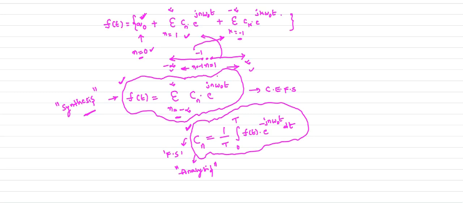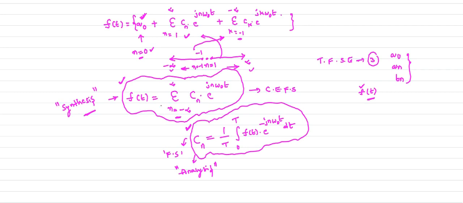Another equation is the analysis equations. There we have three analysis equations in the case of trigonometric Fourier series expansion. We are going to calculate a naught, an and bn. After calculating a naught, an and bn, we need to substitute these values in the expression of f of t. So we will get the synthesis equation. To get the synthesis equation, we need to solve three equations.